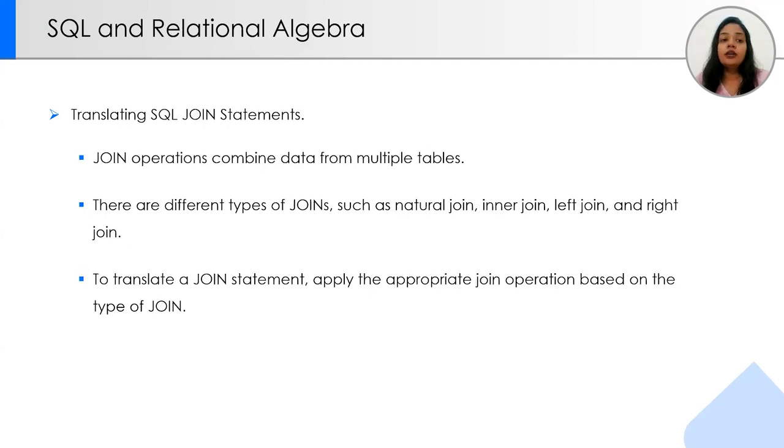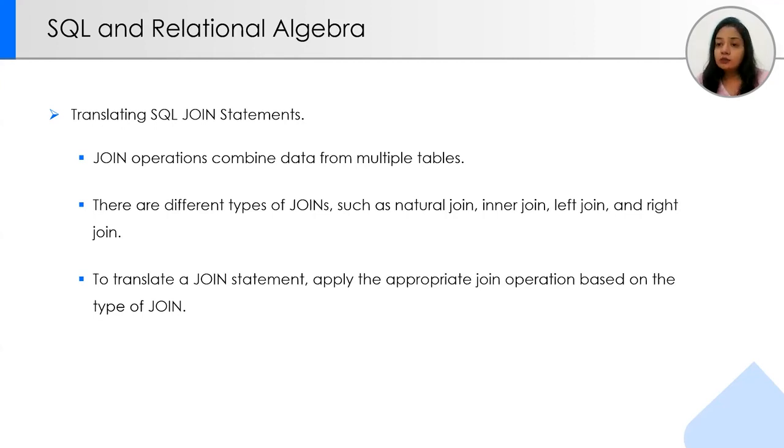Now we are talking about translating the SQL join statement. As the name suggests, it joins data. The join operation combines data from multiple tables. Depending upon the size of the business, there will be big data and thus a lot of tables, so this operation is very useful.